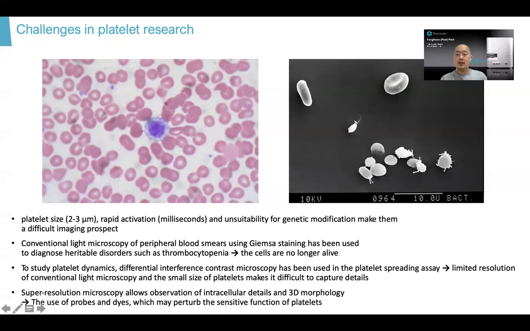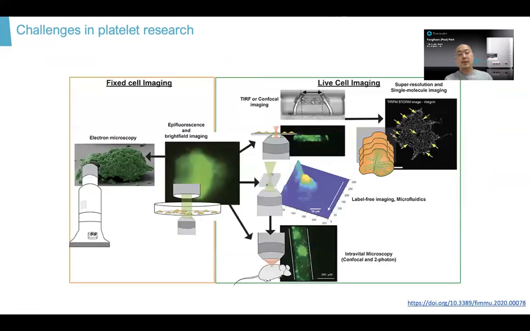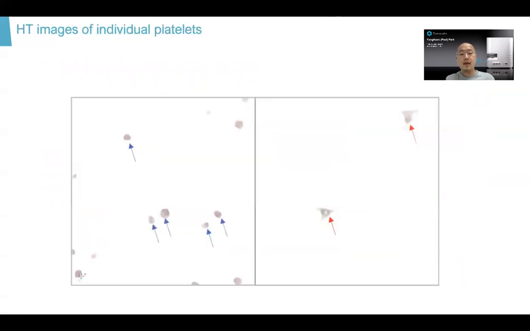So the size and fast dynamics of platelet activation are not very suitable to be studied using conventional microscopic techniques. That's why several people have introduced novel imaging techniques such as TIRF or super resolution and quantitative 2D imaging with label-free capability in combination with microfluidics, and people also use intravital microscopy for the study of in vivo processes. But those challenges of imaging the platelet can be addressed by the holotomography system.